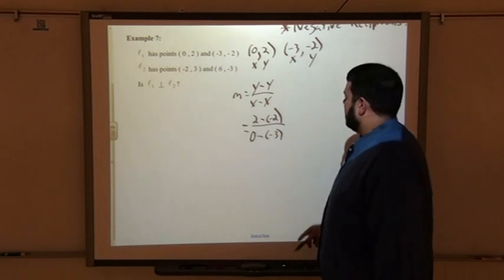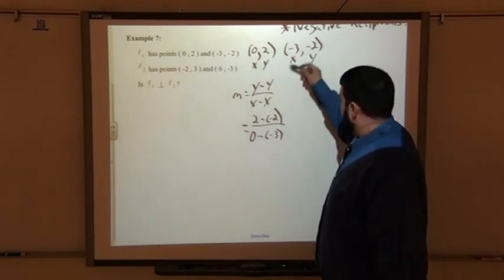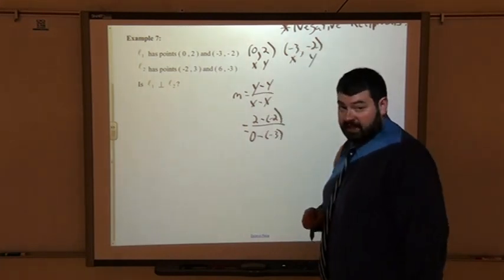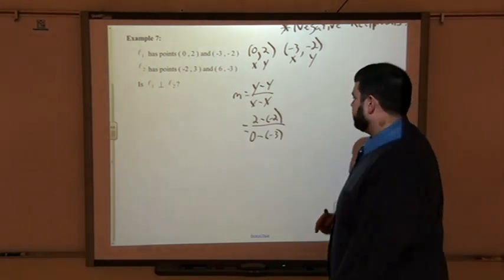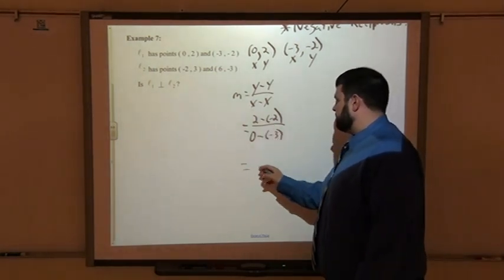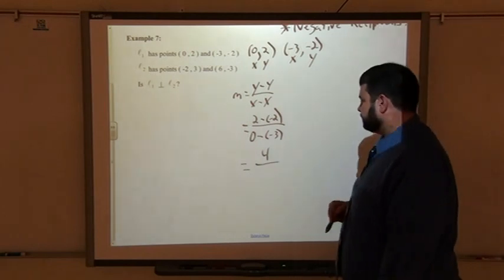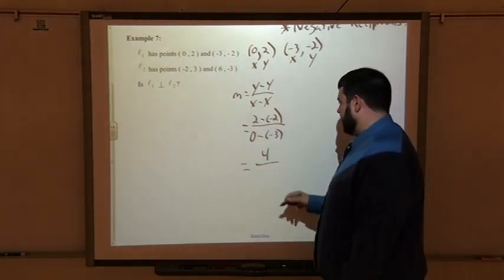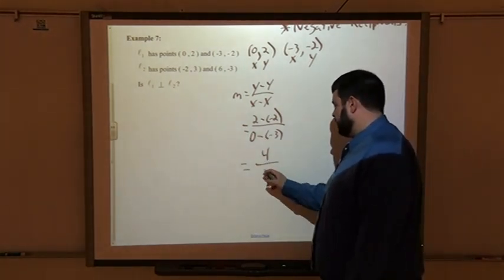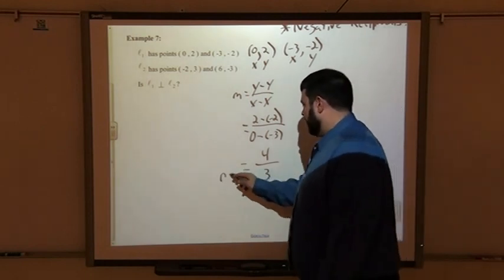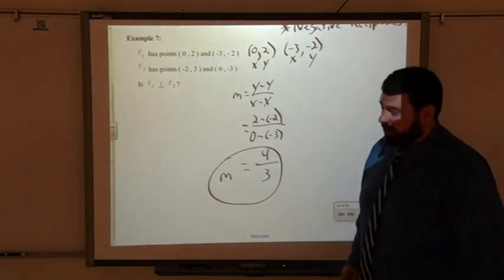That's an x, that's an x. Negative signs stay the same. This is a -3 in the point, that's a -2 in the point. So please remember that. 2 minus a -2 is the same as saying 2 plus 2, which is 4. 0 minus a -3 is the same as saying 0 plus 3, which is just 3. So that's the slope of my original line.